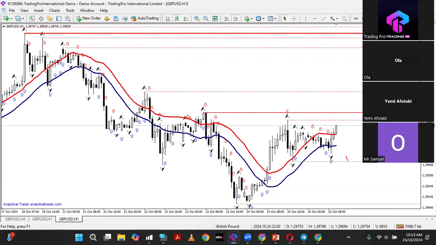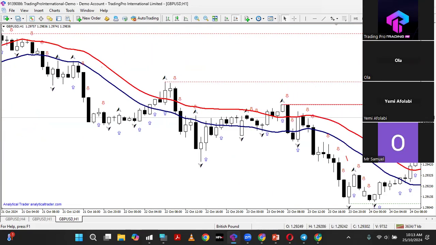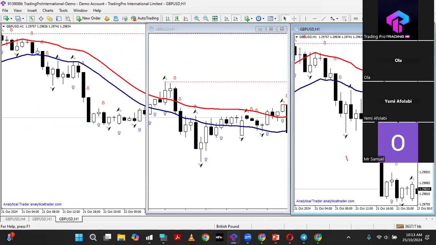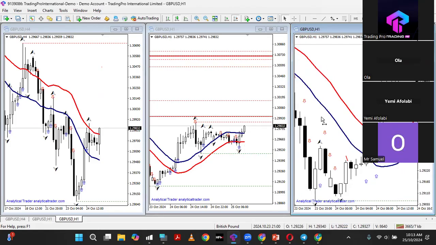Now, if you look at this GBP USD on the 1 hour, we can basically see that price is already moving above the upper moving average. Can you see it? Can you guys see it? Yeah, I can. So the storyline here is a close above the upper moving average is bullish, more often than not.